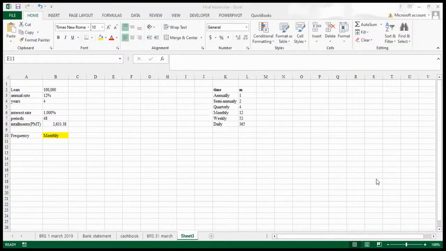Can you send this worked Excel sheet in the group, please? Yes, I will do that.